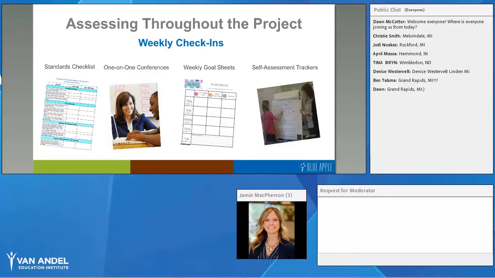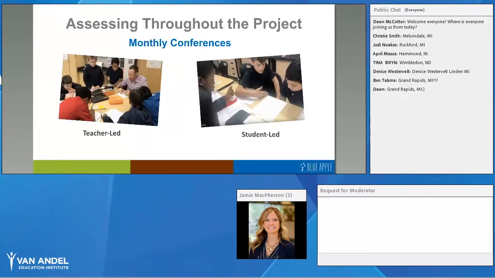And then finally, that self-assessment tracker. This is, again, a good way to kind of view the class as a whole. And then we have monthly conferences. So this is a great time to do those teacher-led conferences where you're sitting with that specific PBL group who's working on a certain task. You can address their needs as a group, or you can address them individually, but trying to sit down, actually scheduling out that time where you're intentionally meeting with every single group.